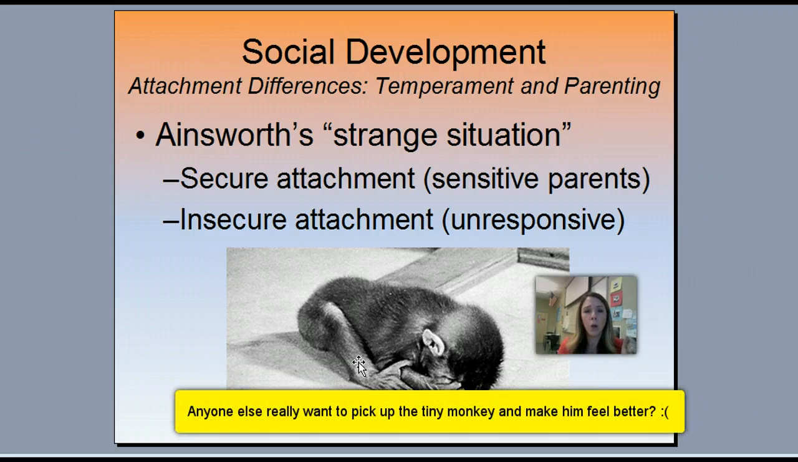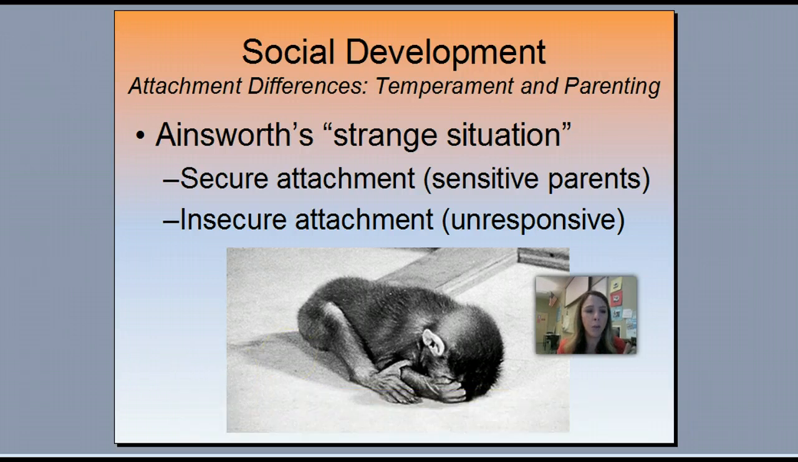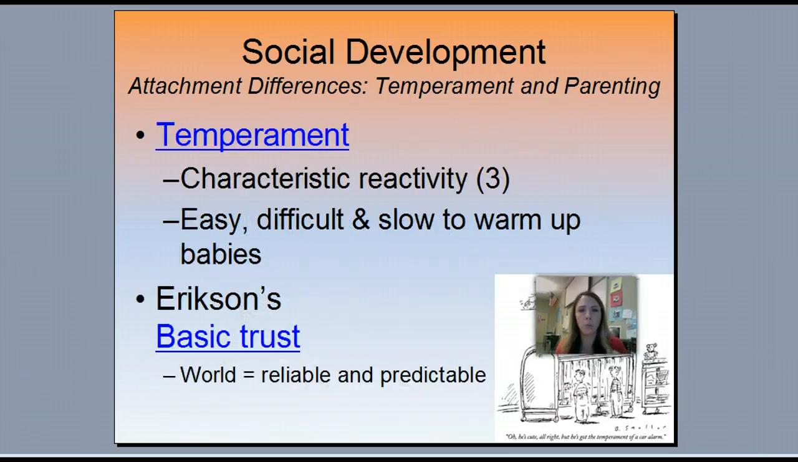All right. So attachment, is this because of the parents or the children or a combination of both? They coined this a correlation, right? So we have a correlation between sensitive parents and securely attached children, and we have a correlation between insecure attachment and insensitive parents. But is one causing the other? We don't know. Remember that correlation does not always equal cause.